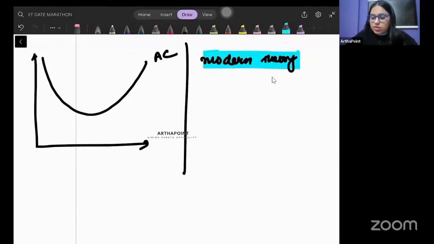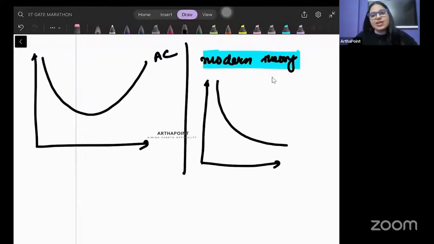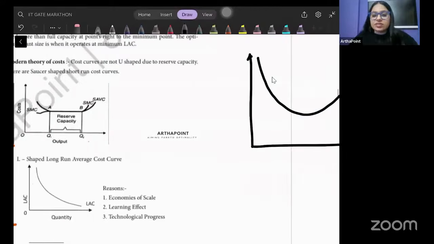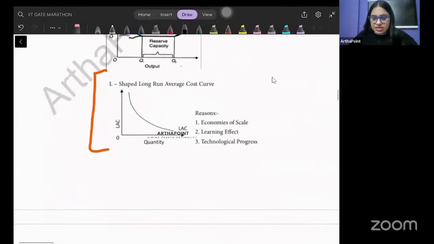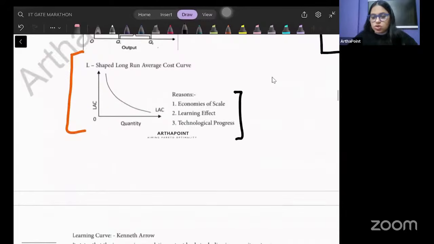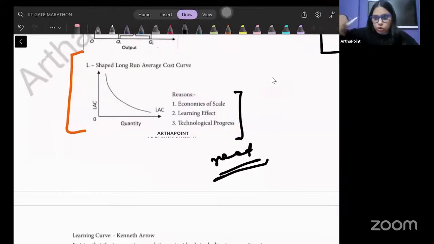And this modern theory suggests that your AC is actually not U-shaped, but L-shaped. Modern theory ये suggest करता है that the AC is L-shaped. And the reason that they give behind AC being L-shaped is these three. So I want you to read this once. Just revise this once. It just says that your LAC, long run average cost, is not U-shaped. Rather, it becomes L-shaped. And these are the reasons behind this.